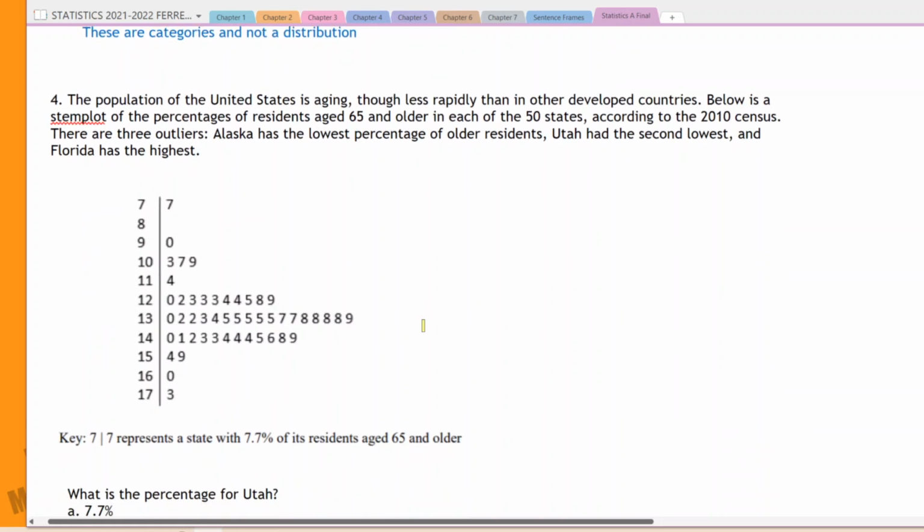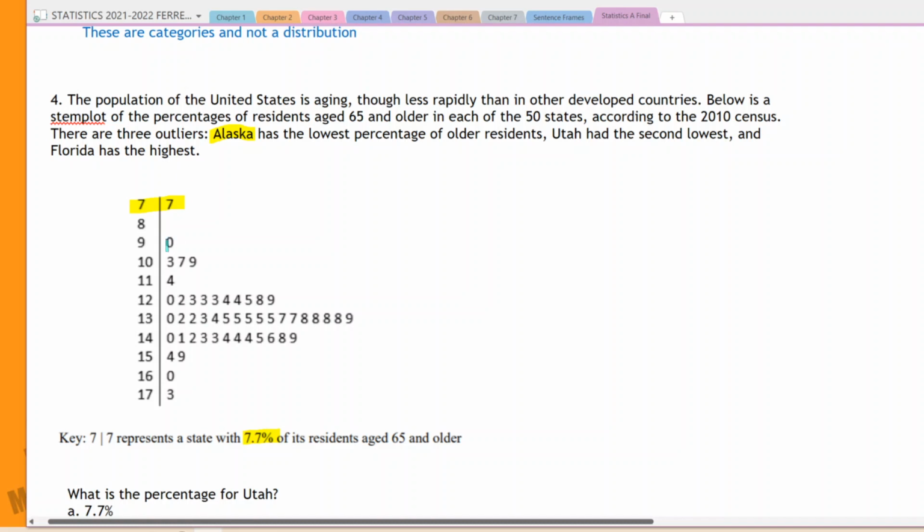Question 4. The population of the United States is aging, though less rapidly than in other developed countries. Below is a stem plot of the percentage of residents that are 65 or older in each of the 50 states according to the 2010 census. There are 3 outliers. Alaska has the lowest percentage of older residents. So the lowest percentage here would be this one, 7.7%. And Utah had the second lowest.